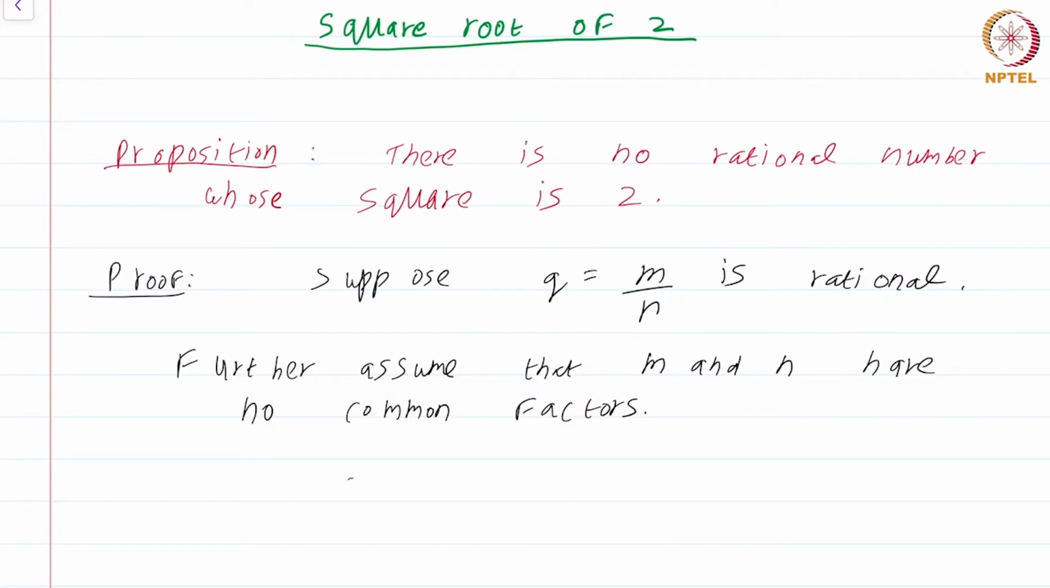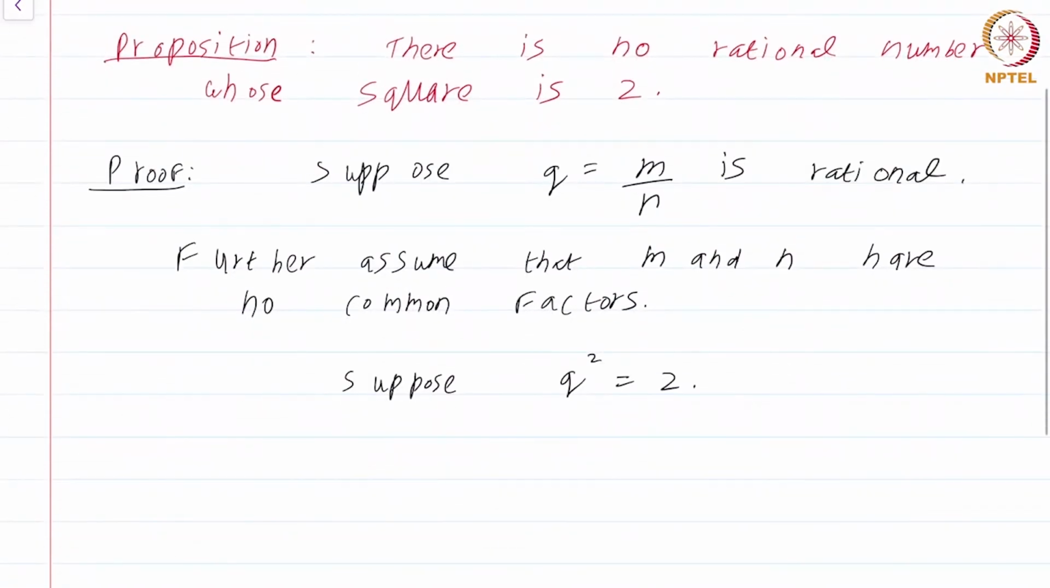Now, suppose q squared equal to 2. So this is going to be a proof by contradiction. I'm going to assume that the result is false and that there is a rational number whose square is 2 and somehow arrive at a contradiction. This just means that m squared by n squared is 2, or in other words, m squared equals 2n squared.